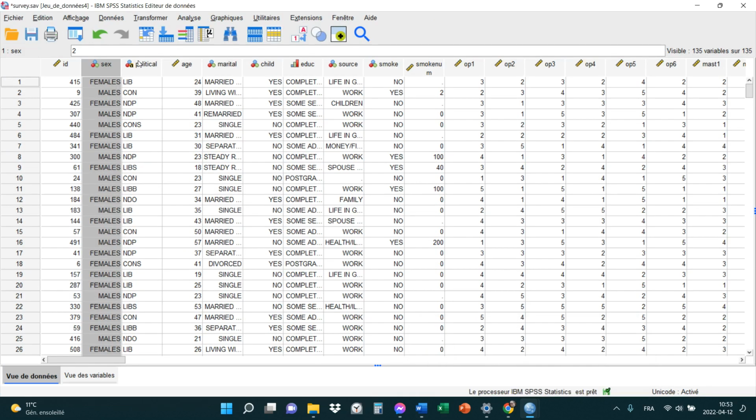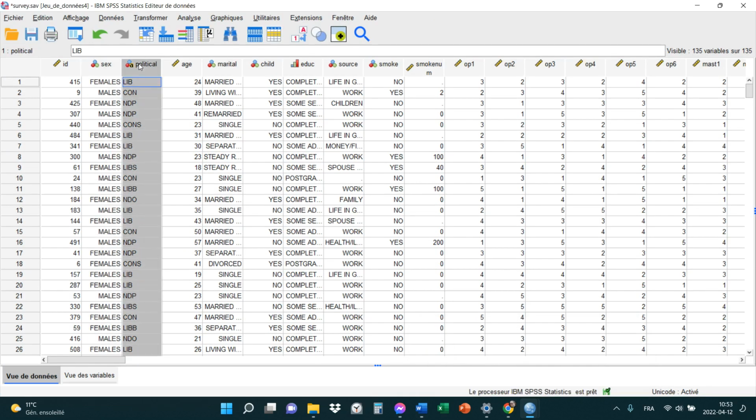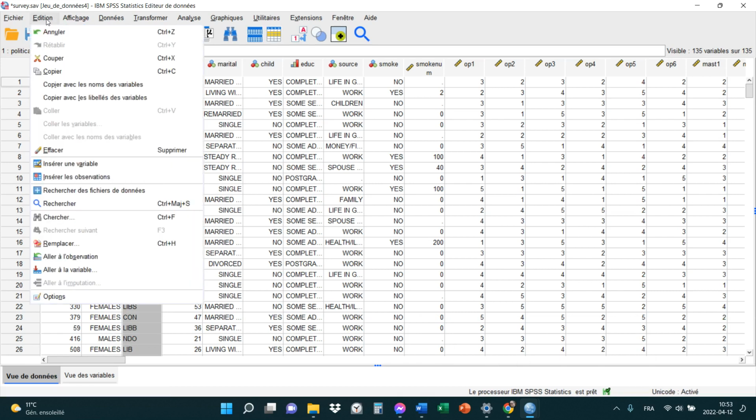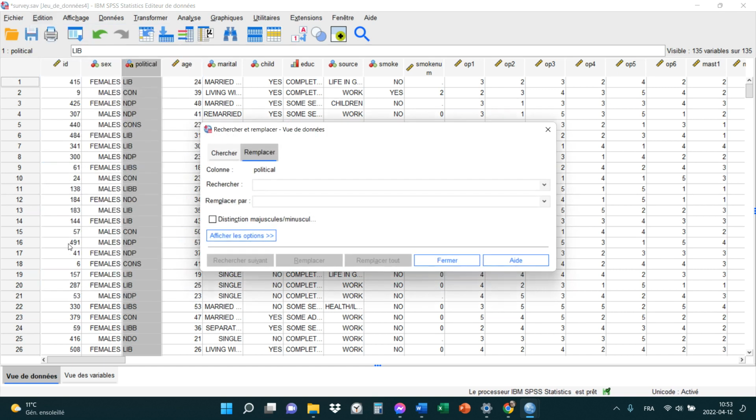Donc, comment je pourrais changer ça? Ben, je vais cliquer sur politique, political, puis là, je vais aller dans édition, puis dans le fond, je vais utiliser l'option find replace. All right? I'm going to use that find replace option, right?